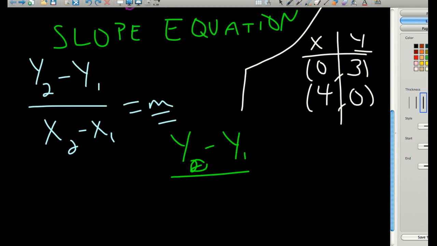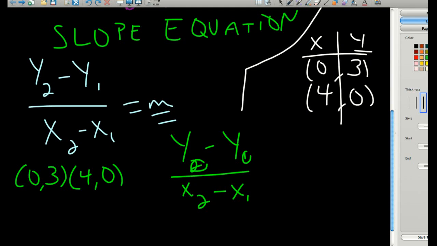Well, y2 minus y1, basically these subscripts are used to identify different variables. So we have two y values. We're going to need two x values in order to make this work. So we already have those values. We already have 0, 3, and 4, 0.